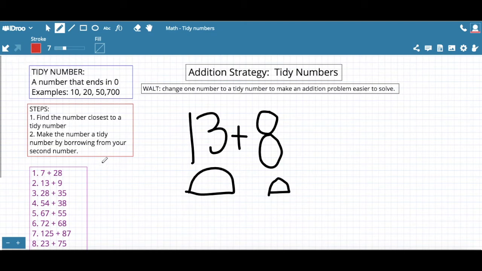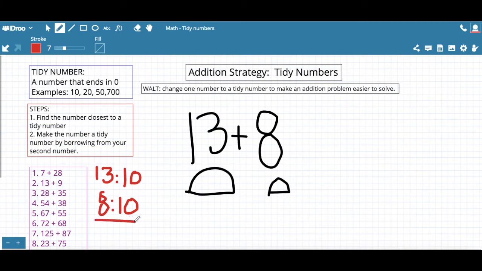Okay, so our first step is we have to find the number that's closest to our tidy number. So we've got 13 and we have 8. What tidy number that ends in 0 is closest to 13? It's 10. What tidy number is closest to 8? It's also 10. Now which one is closer? I want you to say which one is closer. Is it 13 or 8? Which one's closer to our 10?